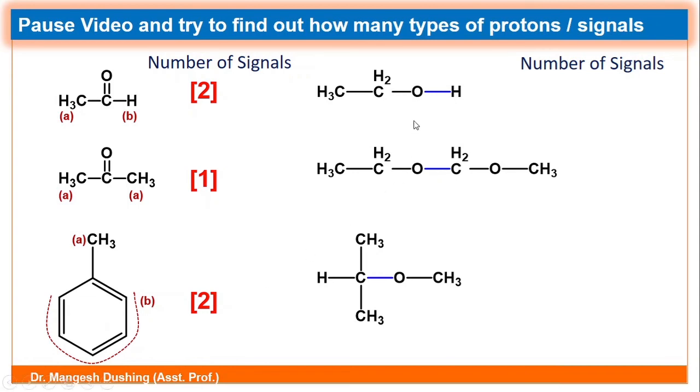In this ethanol molecule, we have already learned this example. So how many types of protons are there? HA, HB and HC. So there are 3 types of protons and 3 types of signals.